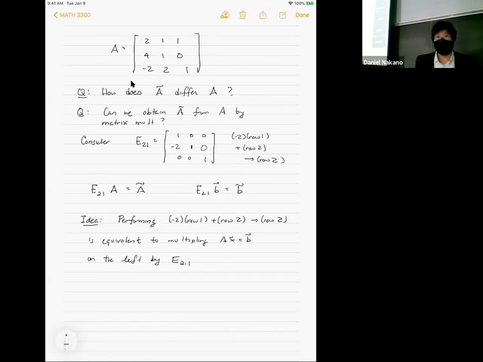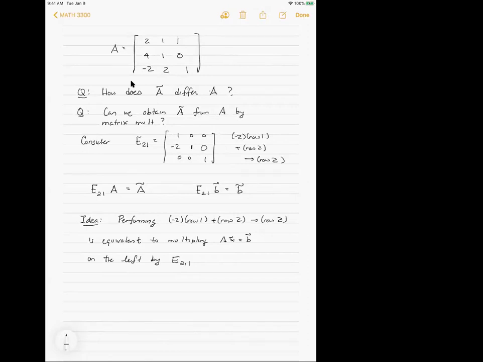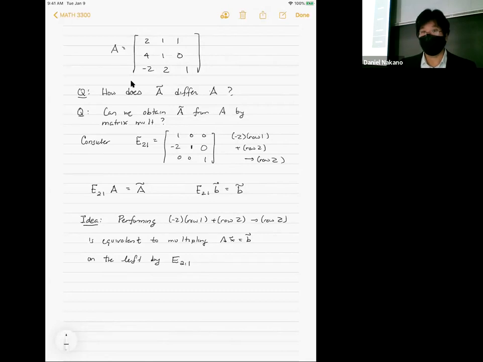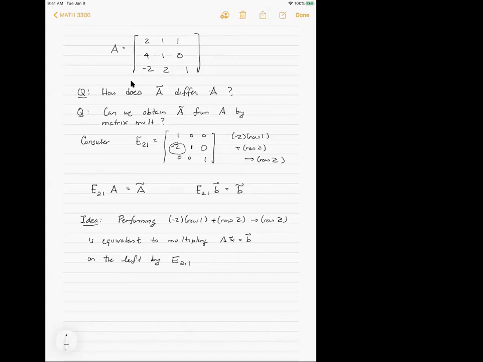Okay. Any questions on this? Questions? Okay. Yeah, I have a question. Sorry. Go ahead. Why do you have a sub of 2, 1? Oh, that's a good question. Second row, first column. That's where we put what's called a multiplier. So this is in the 2, 1 position. Okay, good question, thank you. Other questions?